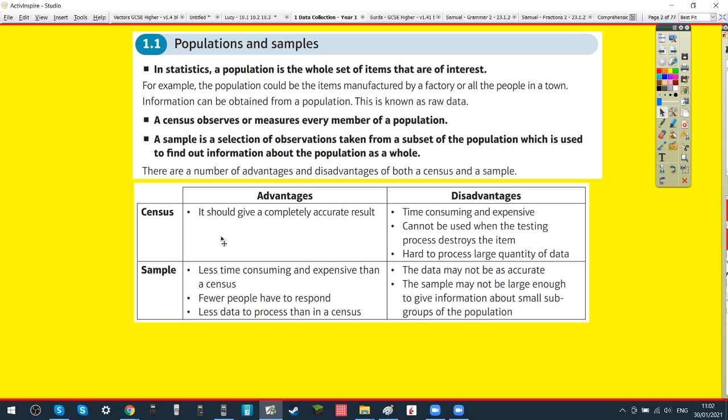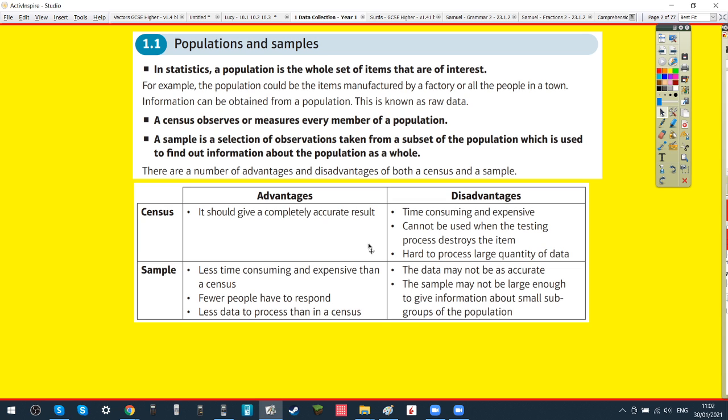Advantages and disadvantages for each. A census is completely accurate if you ask questions of everyone in the entire population. But the disadvantages are you'd have to eat the entire block of cheese, it takes a long time, and it's expensive. It also destroys all of the cheese, all the stuff that you use in that case. And it also creates lots of information to deal with.